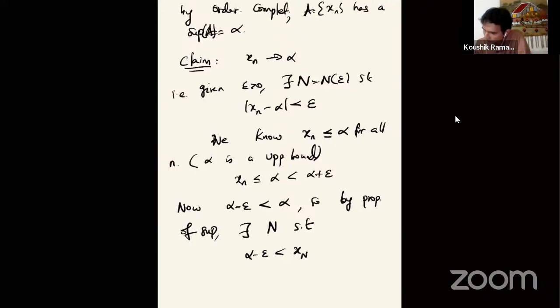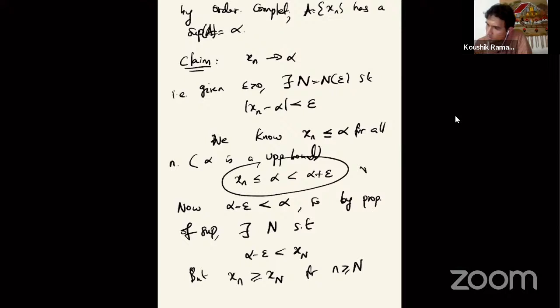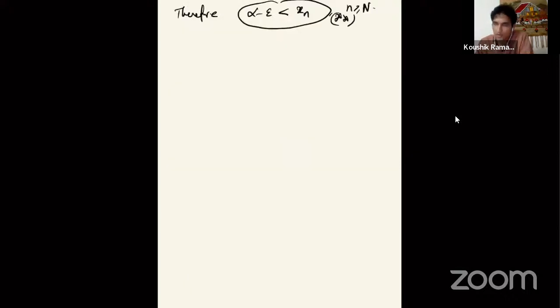So that means xn is bigger than or equal to x capital N for n bigger than or equal to capital N. So therefore, alpha minus epsilon is less than xn for n bigger than or equal to capital N. If you stare at this one and this one, maybe we call them star and double star, this implies that mod xn minus alpha is less than epsilon for n bigger than or equal to capital N. Okay, it's a standard proof.